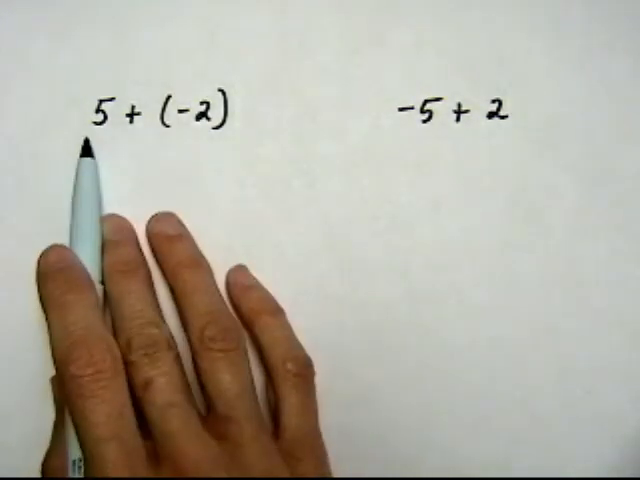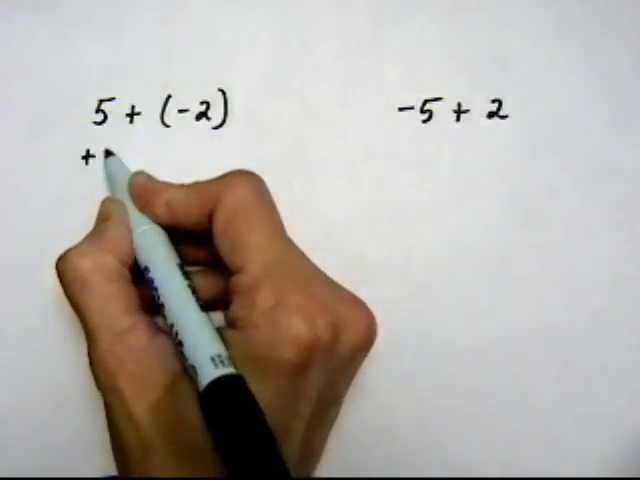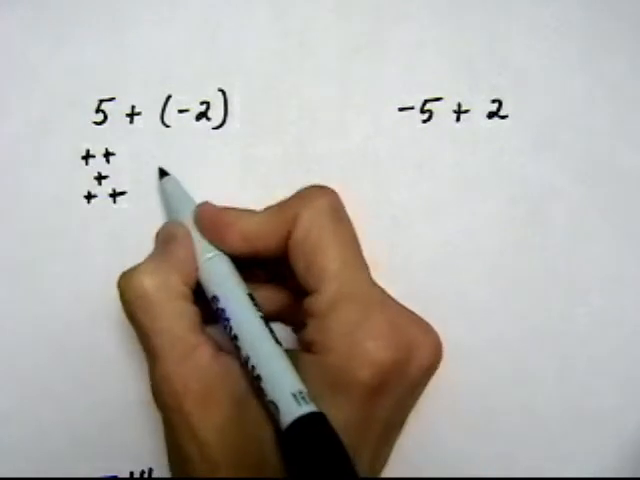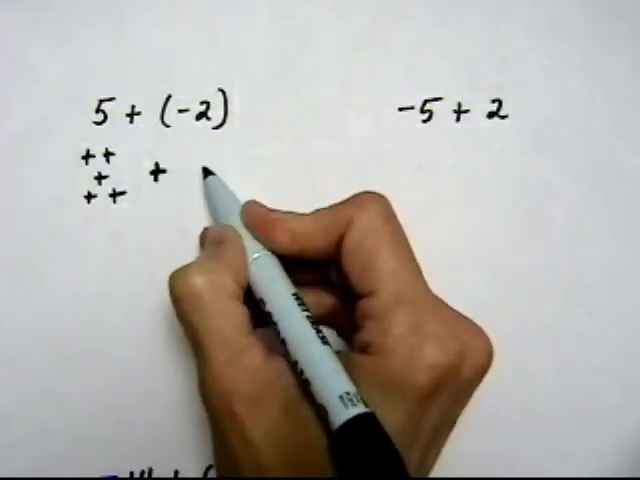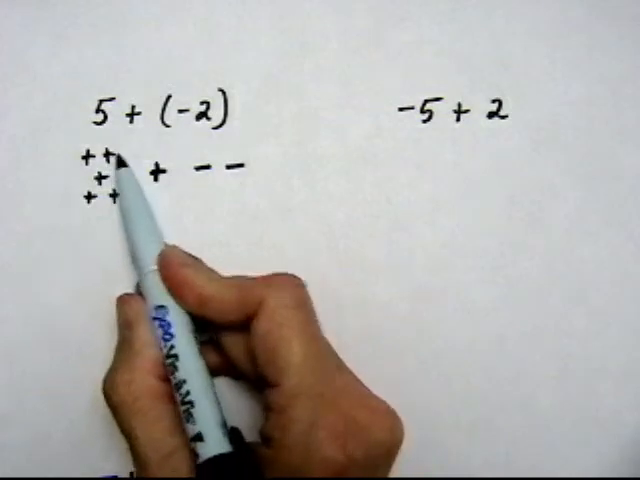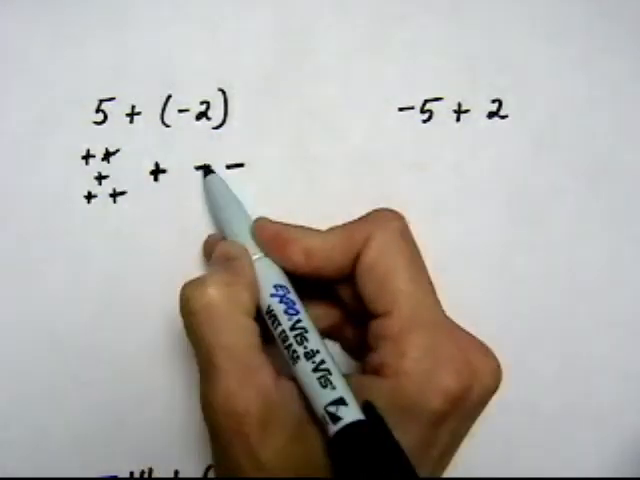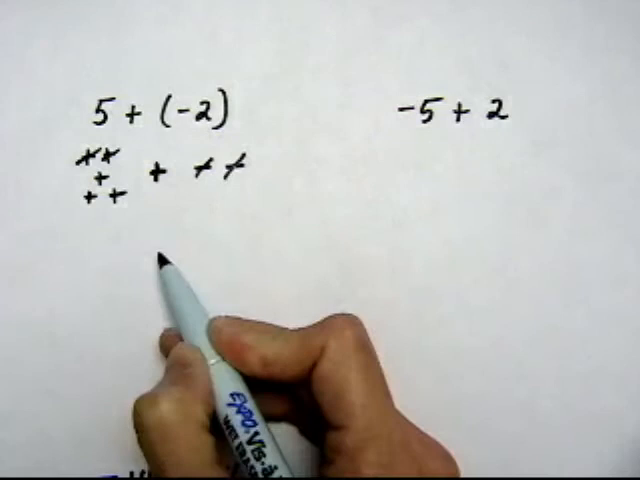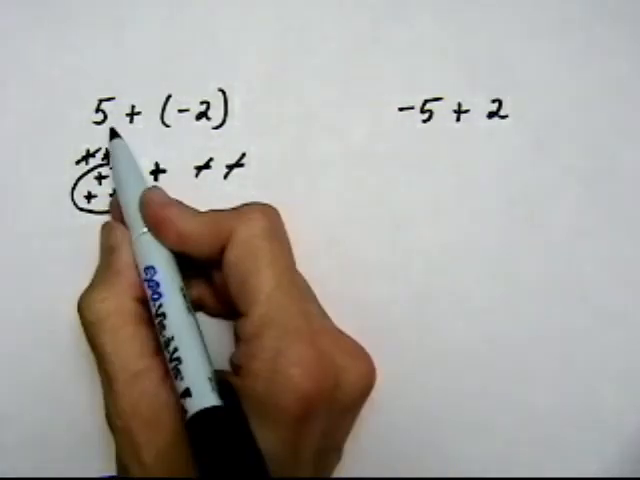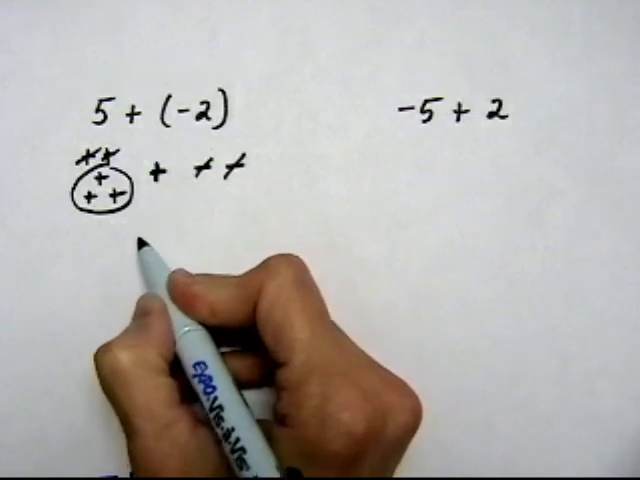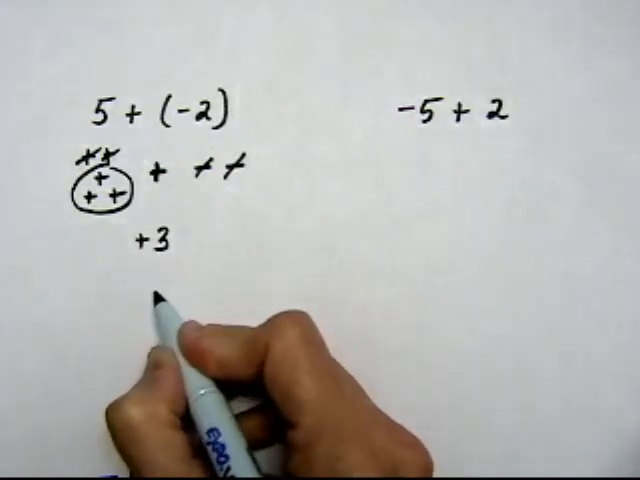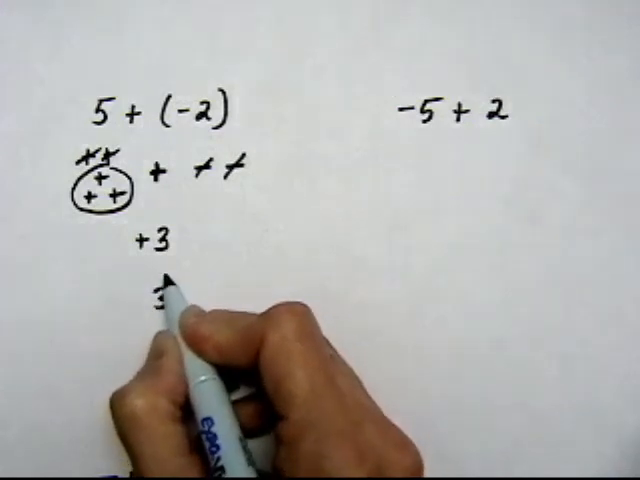So if I have 5 positives, and it's helpful to look at this visually first, and I'm combining that with, or adding it with, 2 negatives, if you take each plus and negative pair, they cancel each other out. And basically we're left with 3 positives. So 5 plus a negative 2 is going to leave me with positive 3, and we usually don't show the positive sign, so we just get 3 for an answer.